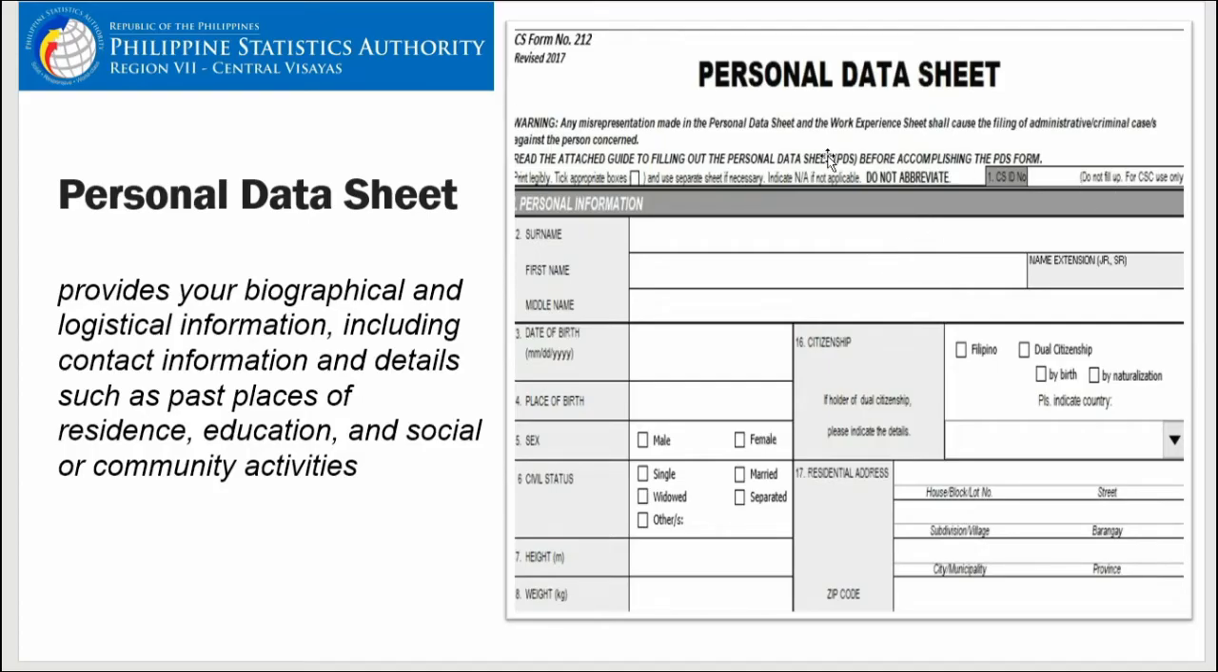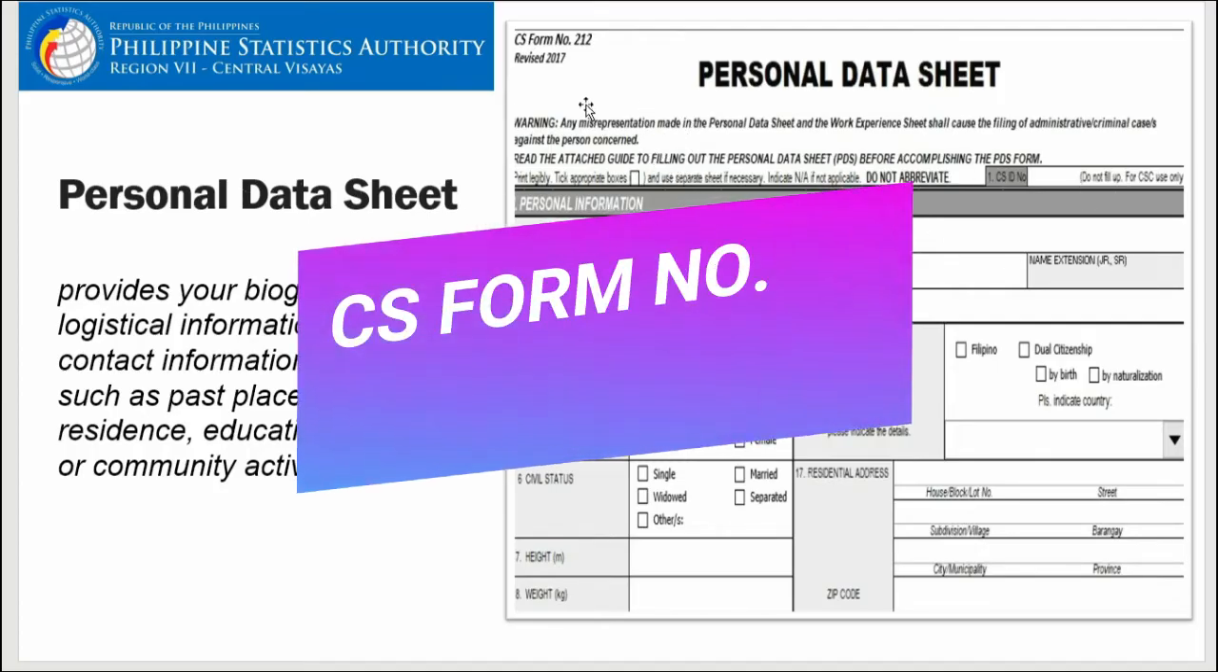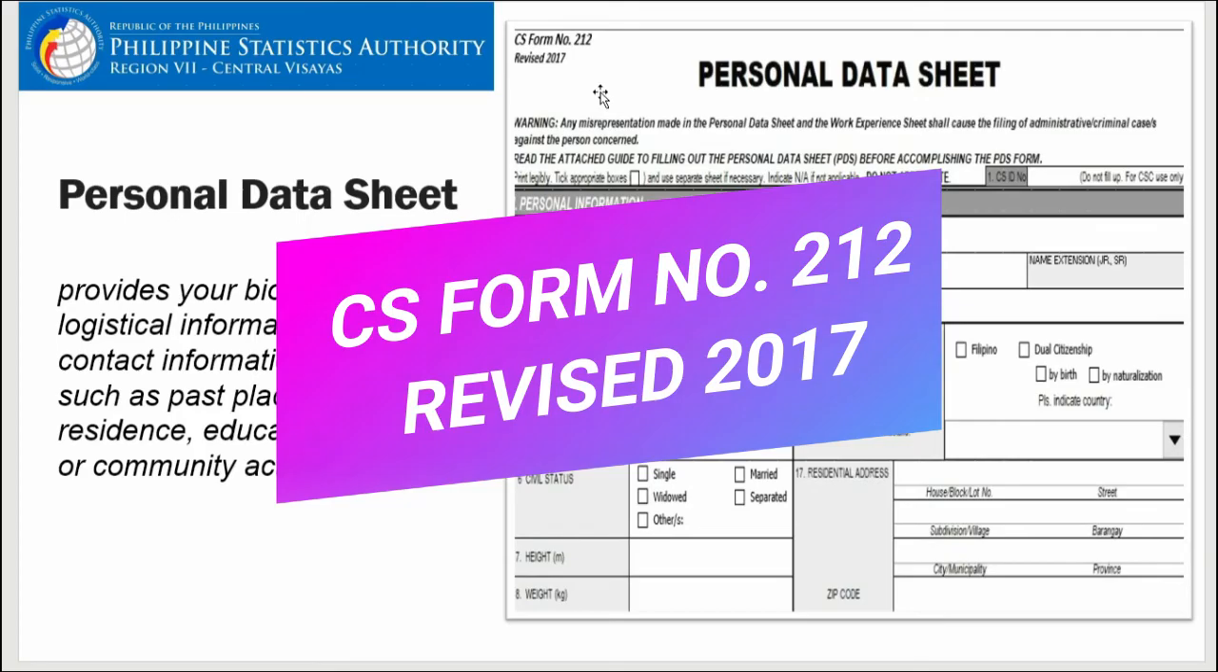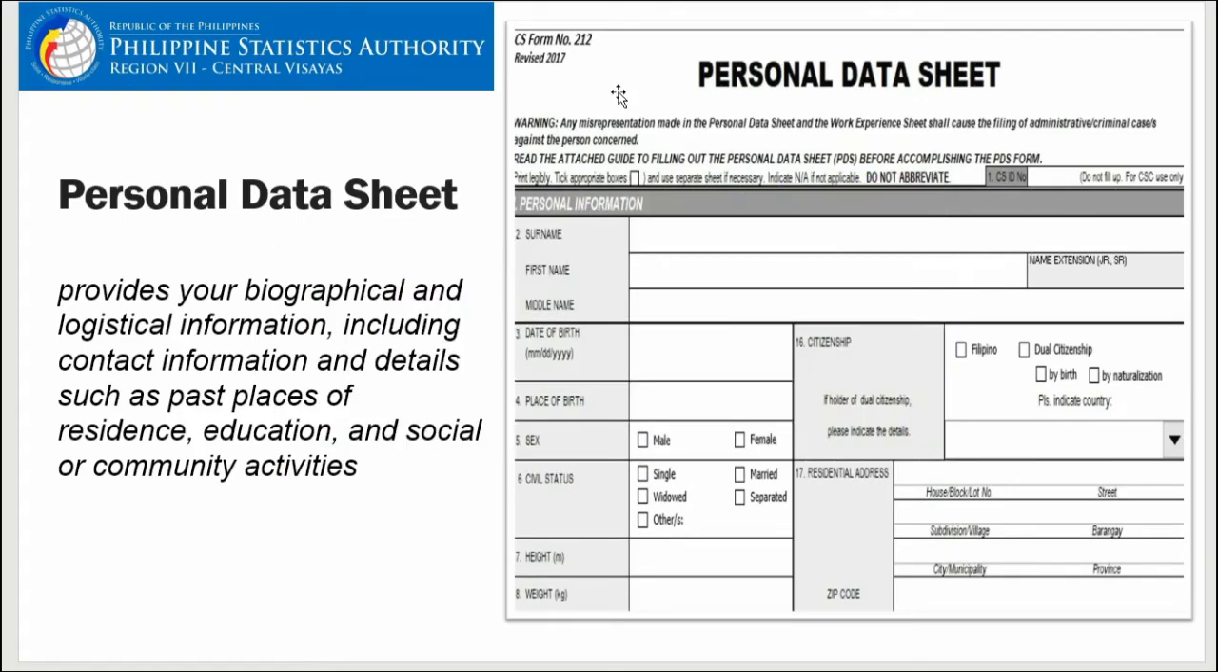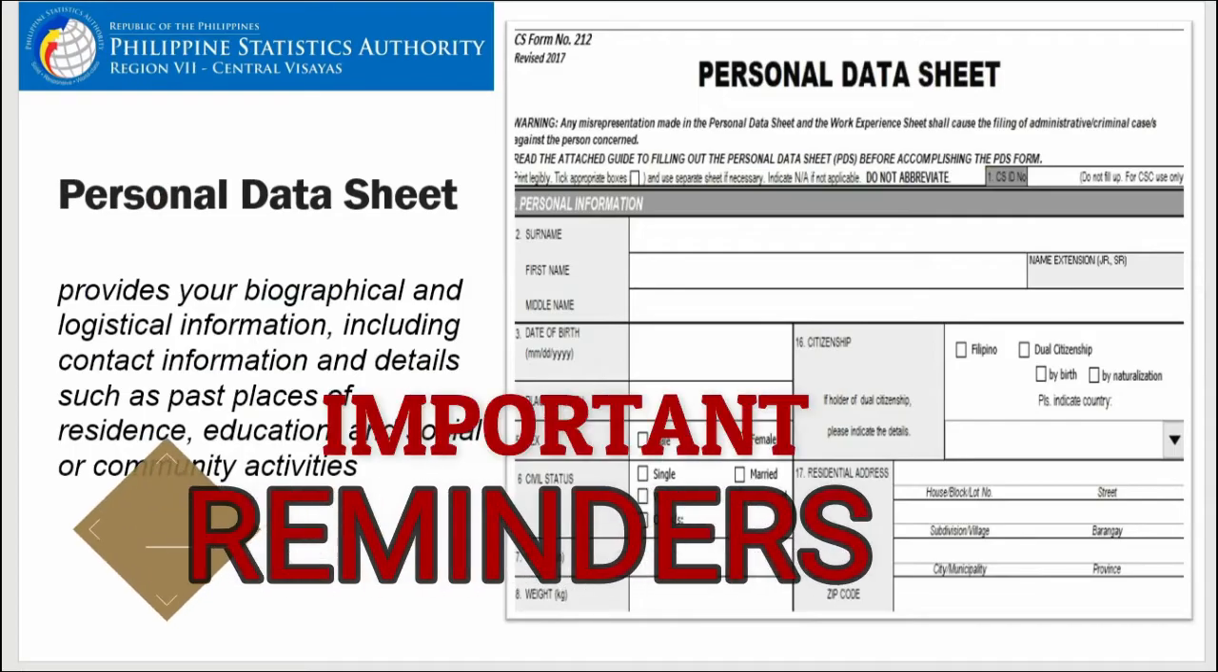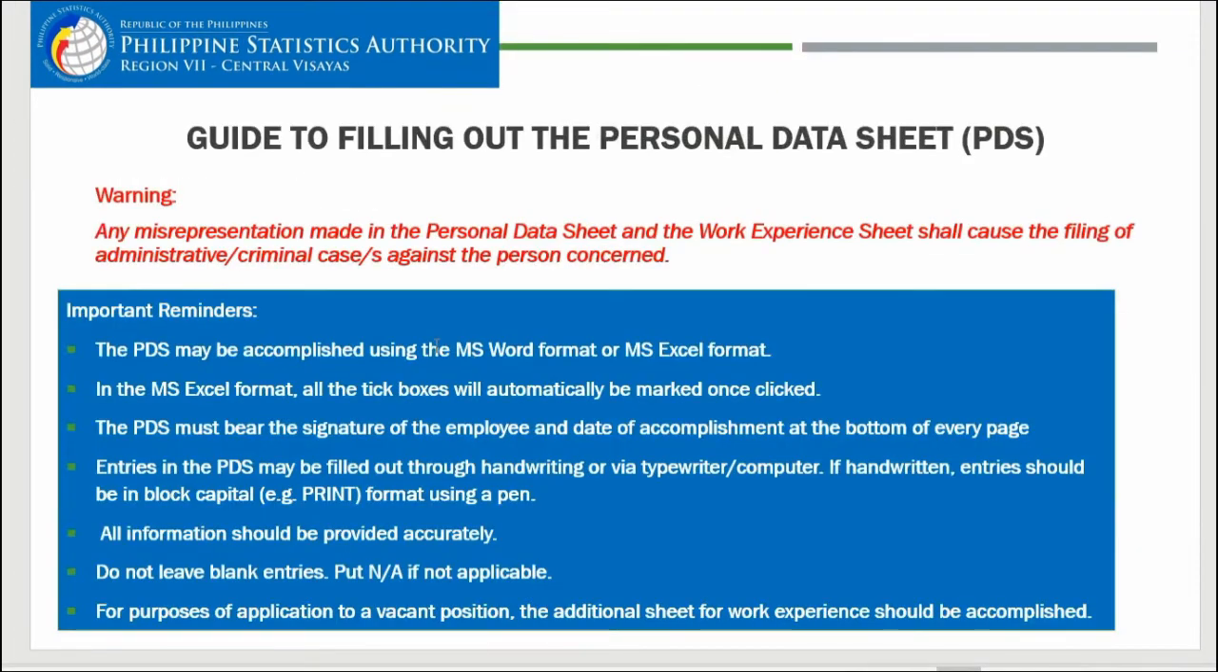So, it must have a CS form 212 revised 2017. So, I will just provide the link on the description box, or you can find this in Google. Okay? So, here are some important reminders. So, pipili lang po ako ng tatlong madalas nakakalimutan natin.